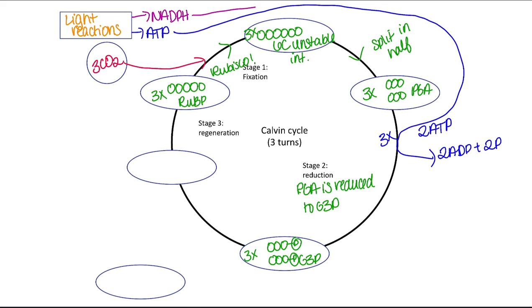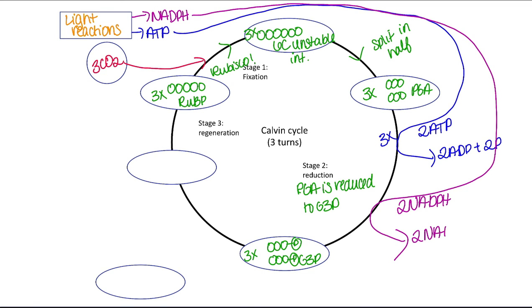We are also going to take NADPH, and we're going to use 2 molecules of NADPH, and those are going to be oxidized to NADP+. And these energy management molecules, so that chemical energy that was stored in those bonds of ATP and NADPH is what powers the reduction of PGA to G3P. So the reason that stage 2 is called reduction is because we are reducing PGA into G3P.